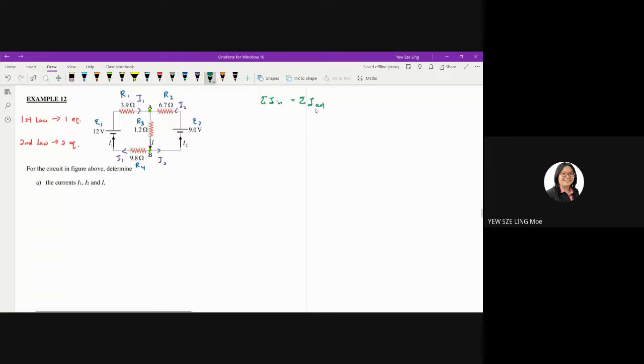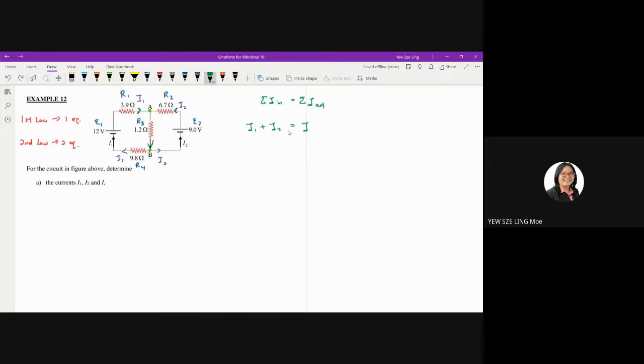Now let us go back to Kirchhoff's First Law. Let's say I'm going to refer to junction A. What happens at junction A? The current in means current entering the junction. In this diagram, the currents entering the junction are I1 and I2. Both of them are heading towards junction A. Therefore, I in equals I1 plus I2, which equals the current leaving, which is I. So I1 plus I2 equals I. This is my first equation.